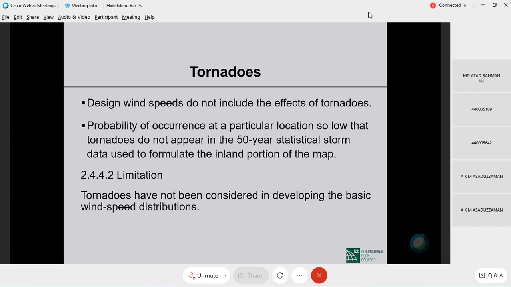refers to the fact that in BNBC design, we design standard occupancy structures like office buildings, apartment buildings for a 50-year return period wind event that is expected to happen once in 50 years. Tornadoes are so short-lived that it simply does not feature in that 50-year return period wind speed. It's too short-lived and too localized. Okay?